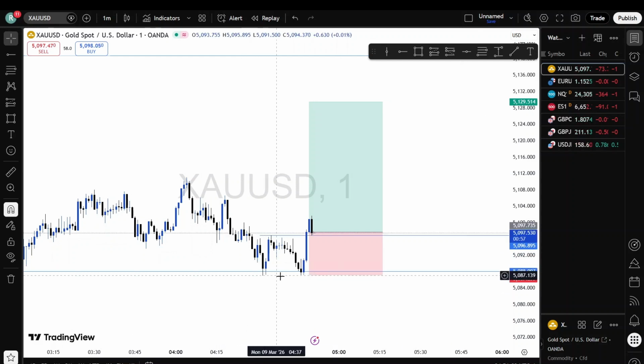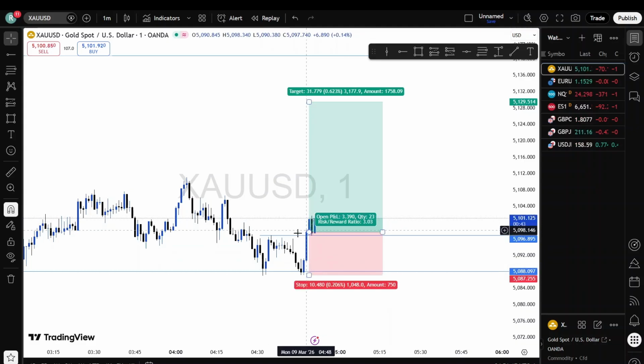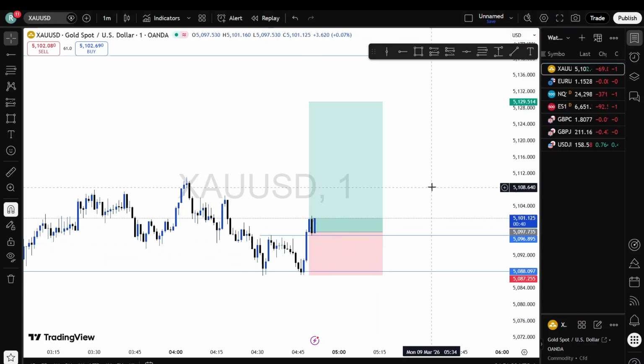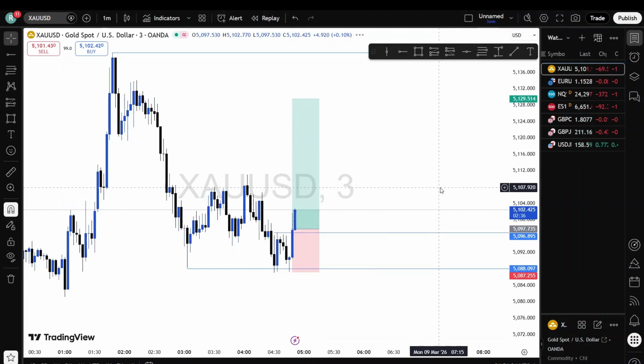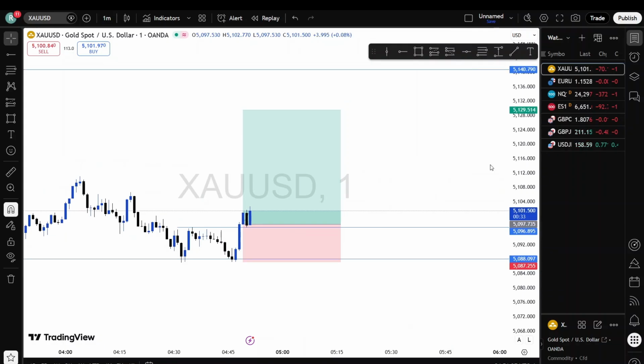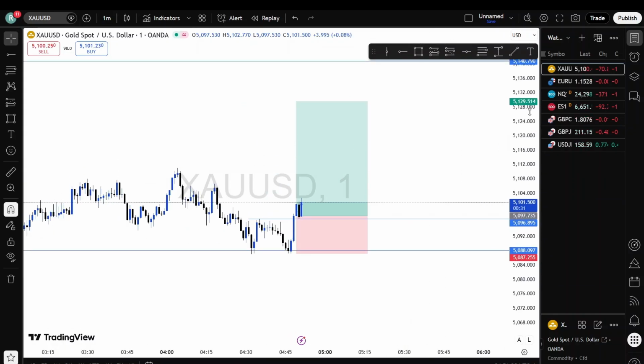The structure was also shifted. This is a liquidity sweep high, then a higher high, you can say, and then this break of structure, right? So we got tagged in. Let's see if we get our TP or not.